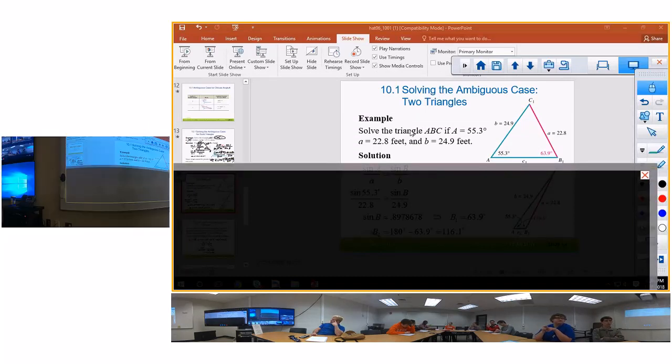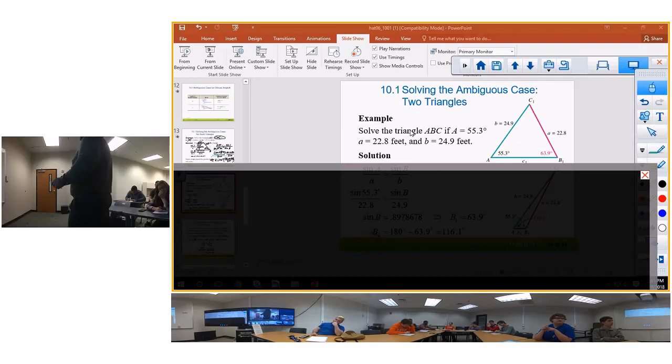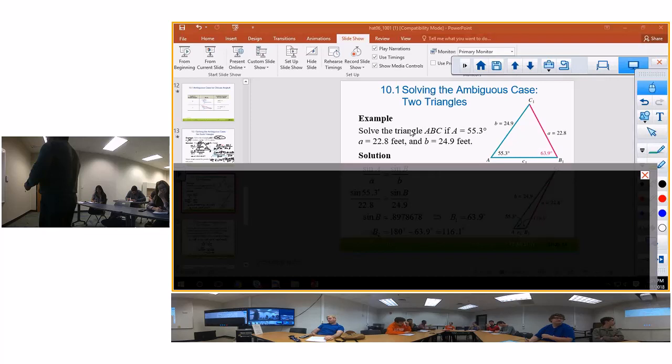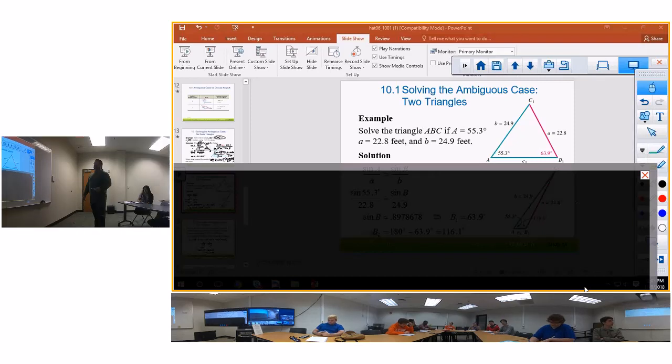That's good. Solve the triangle ABC, if A is equal to 55.3, and basically they've got it drawn out right here, and I want you to find the angle, and I want you to find side C.